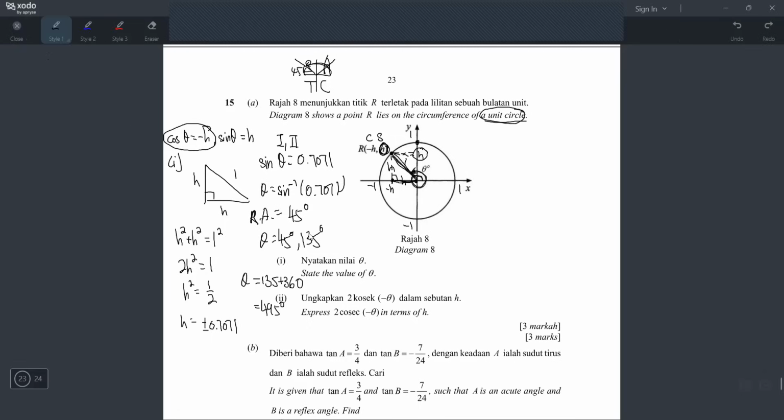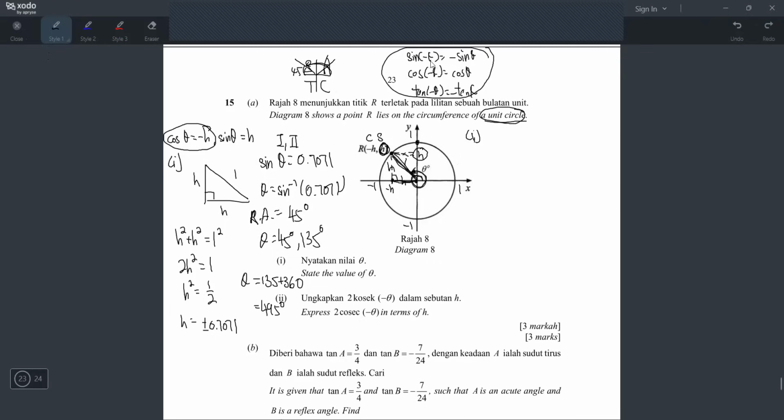Okay, now let's continue with the second part. The second part says, express 2 cosec negative theta in terms of h. Before I start doing this question, I just want you to know, if I have sine negative theta, the negative can be put in front and become negative sine theta. If I have cos negative theta, the negative can straight away disappear, right? And tangent negative theta is the same as negative tangent theta, right? This one you have to remember, right?